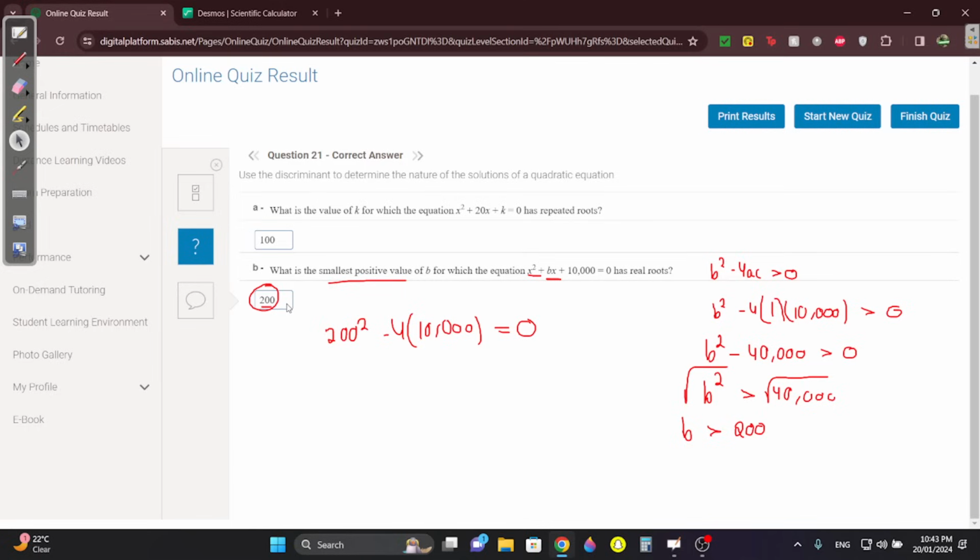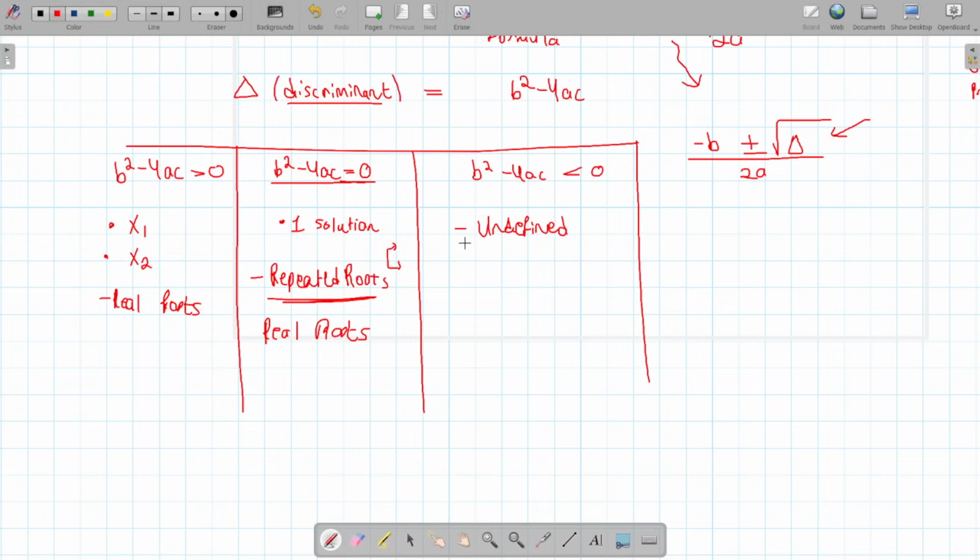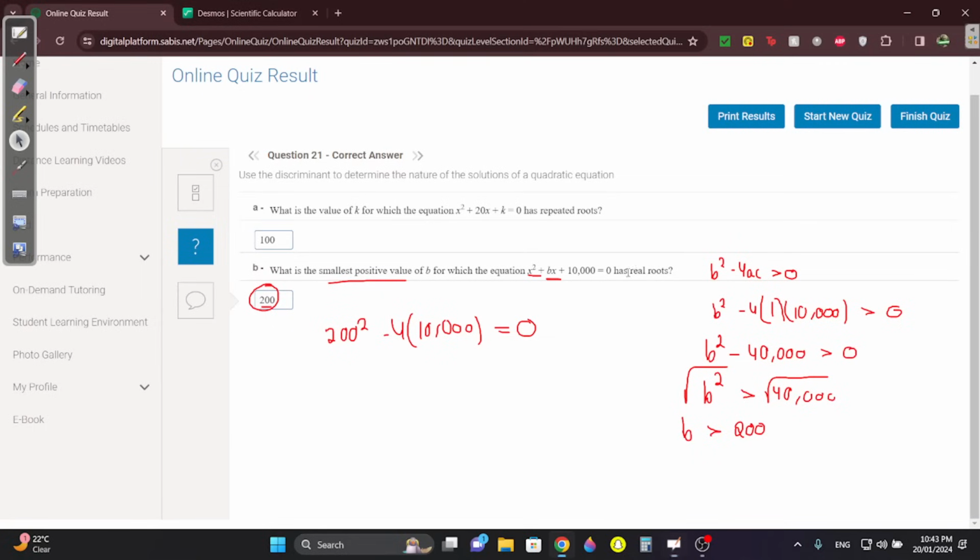Because that's the smallest positive number after 200. Technically you're not wrong, but at the same time, 200 will still get you two real roots. They don't have to be different roots as long as they're real roots. The question is specifying real roots. They didn't say two different real roots. They're saying just real roots.